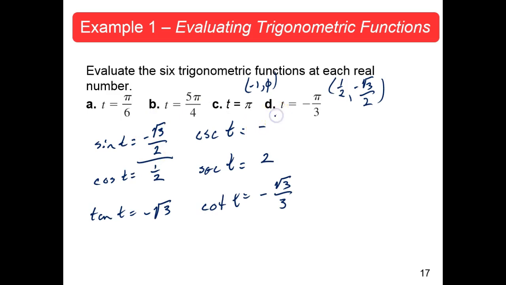Negative 2 over root 3. That's one way, and if you don't like having radicals in the denominator, that would be negative what? Negative 2 root 3 over 3. Perfect.